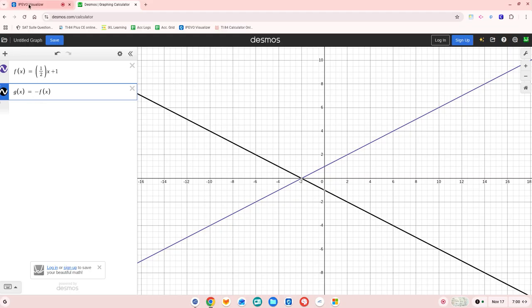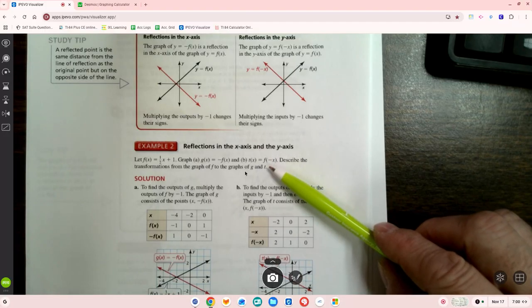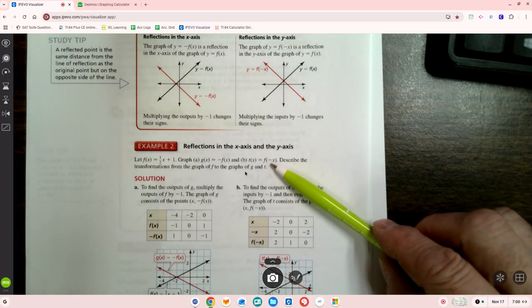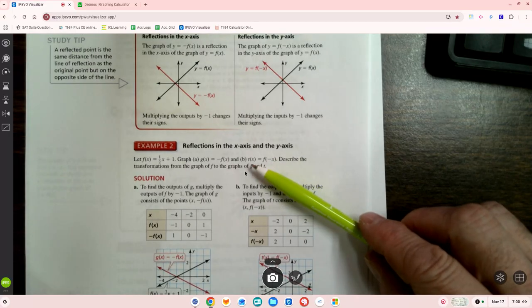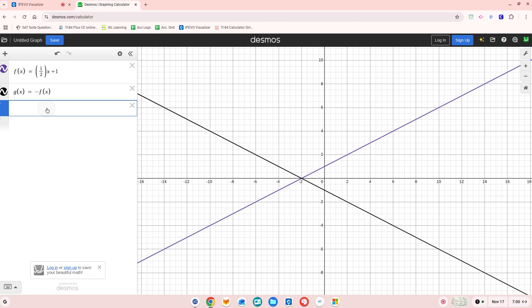Okay? So what happens if the negative is on the inside? I hope that you're starting to pick up, wait a minute, if it's inside, it should be a horizontal reflection. So let's type this one in. T of x equals f of negative x, and let's see, is this horizontal?